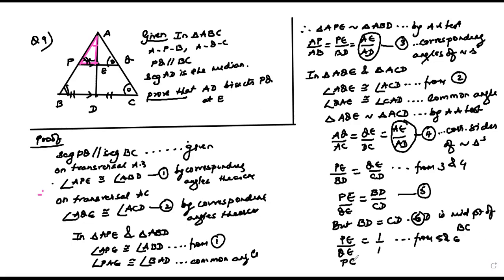Therefore, P equals QE, cross multiply. And if P and Q are equal, I can write this answer. Therefore, AD bisects PQ at E. Sorry, what did I write? AD bisects PQ. AD bisects PQ at E.